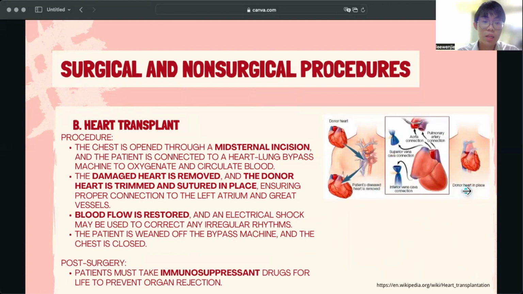Heart transplant. The chest is opened through a mid-sternal incision, and the patient is connected to the heart-lung bypass machine, which ensures oxygen and circulates blood. The damaged heart is removed, and the donor heart is trimmed and sutured in place, ensuring proper connection to the left atrium and great vessels. The blood flow is restored, and an electrical shock may be used to correct an irregular rhythm. After surgery, the patient must take immunosuppressant drugs for life to prevent organ rejection.